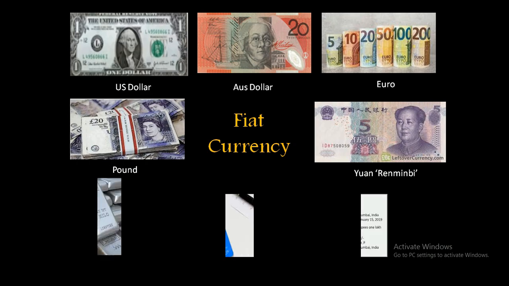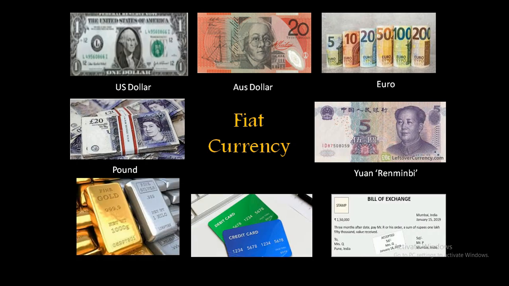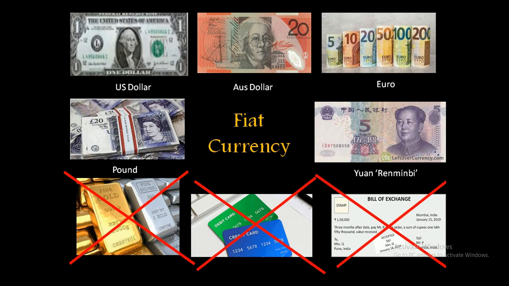But have you ever thought that any metal like gold or silver, plastic cards like credit and debit cards, and bills of exchange can be fiat money too? No. These are not backed by the government. That is why these are not at all fiat money.